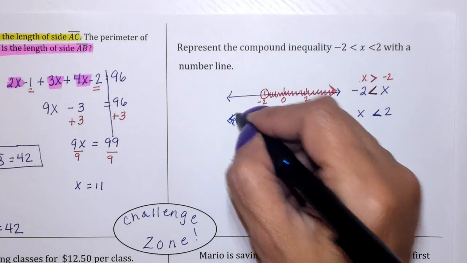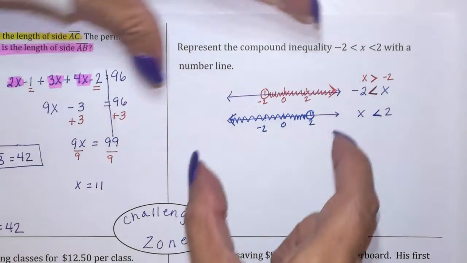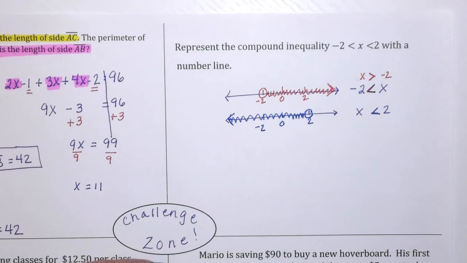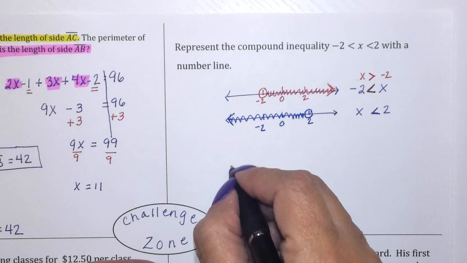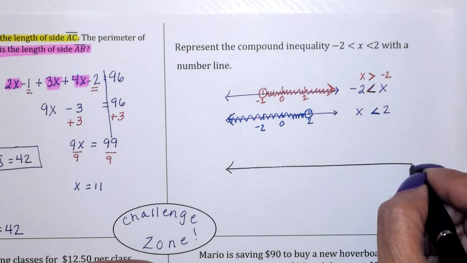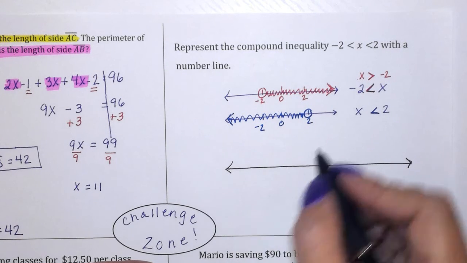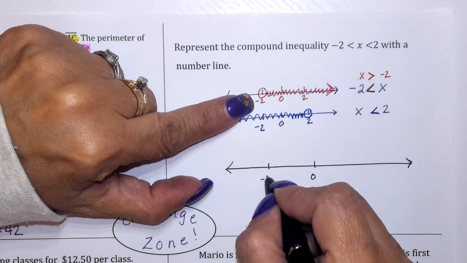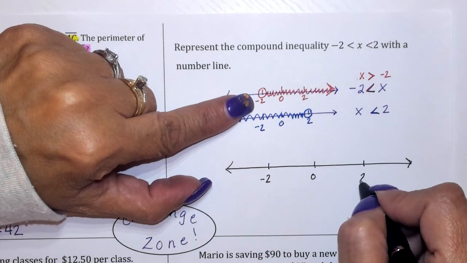Now here's what a compound inequality does. It takes these two inequalities and puts them on the same number line. So we're going to come down here, and we are going to draw one number line. We're going to put a 0 because they both have a 0. They both have a negative 2, so we're going to put a negative 2 and a positive 2.